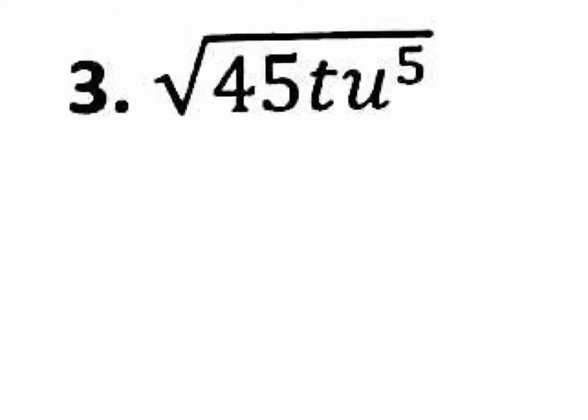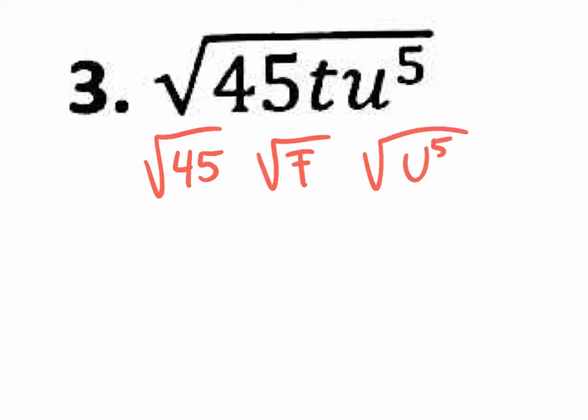Let's move on. Again, you're going to have to show your work, and I recommend writing smaller or rewriting this on a separate sheet of paper. So let's split up that square root to each of the terms. Let's put the 45 underneath the 1 square root. Let's put the square root of t. Let's put the square root of u to the 5th.